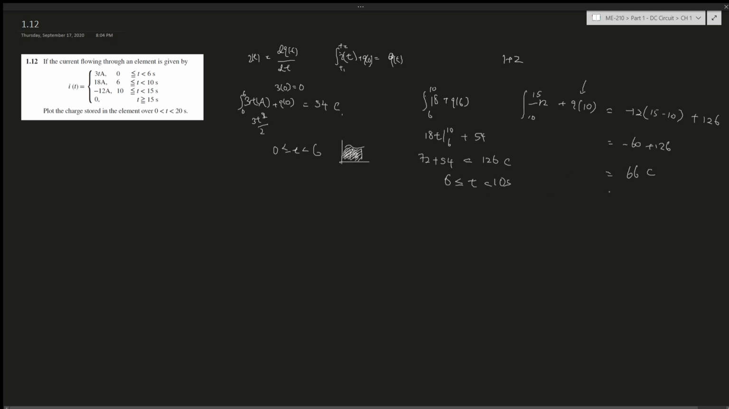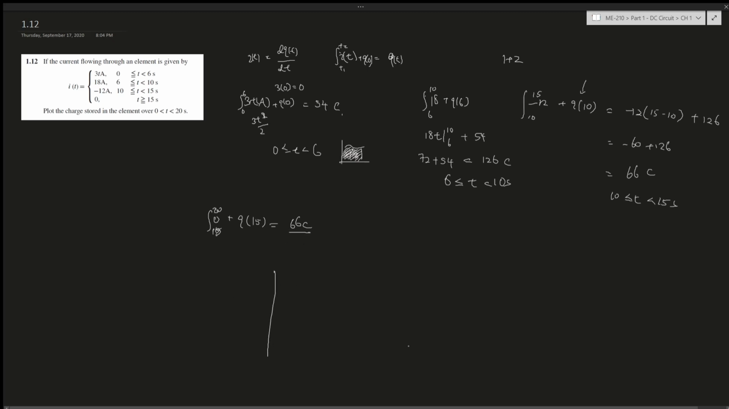And this is for 10 to 15 seconds. And then the last one is 0. Any integral of 0 from 15 to 20 is 0, and then plus q(15). This is where we started, and q(15) is 66. So this is 0 plus 66, which is 66 coulombs. Awesome, and that's what we have over here.